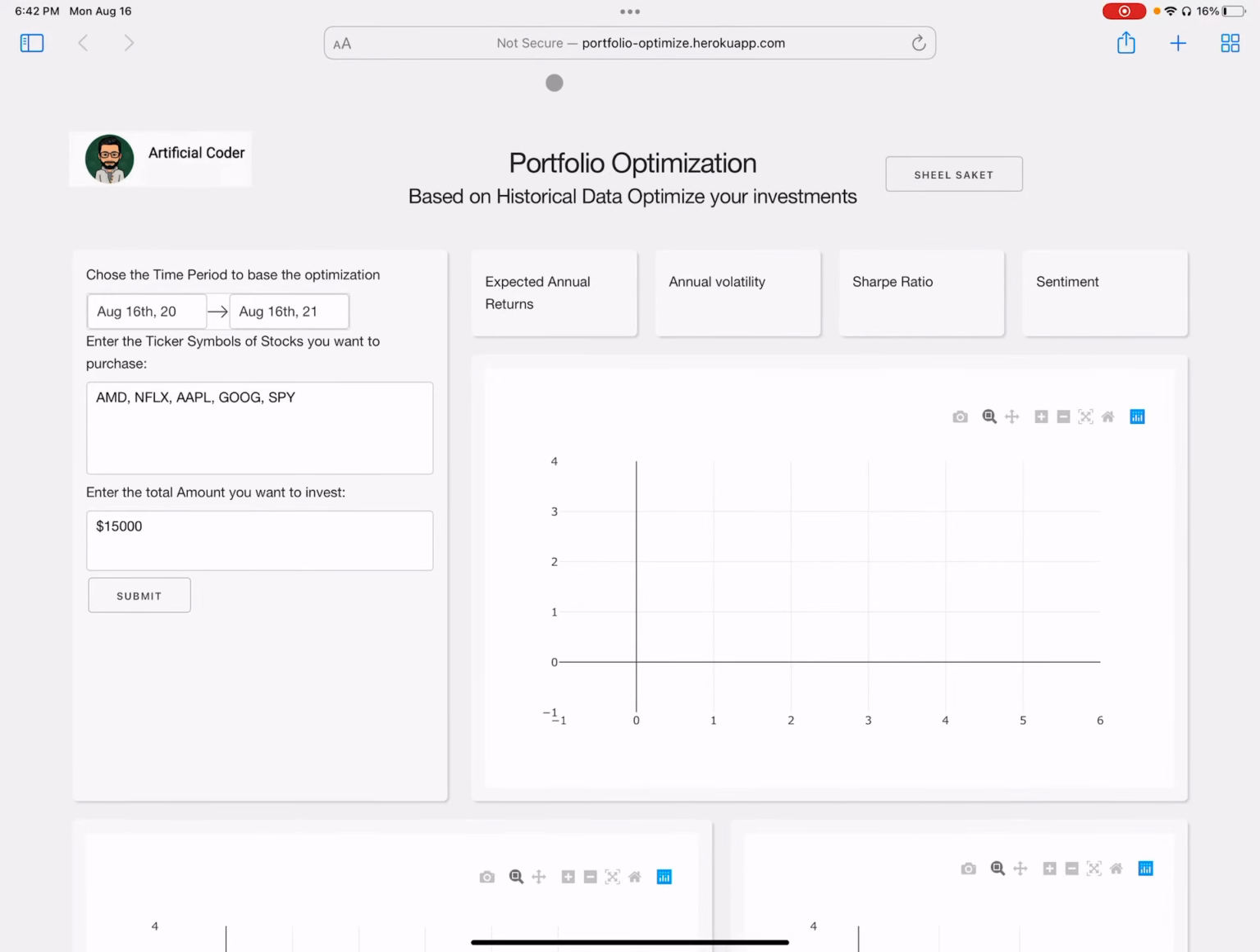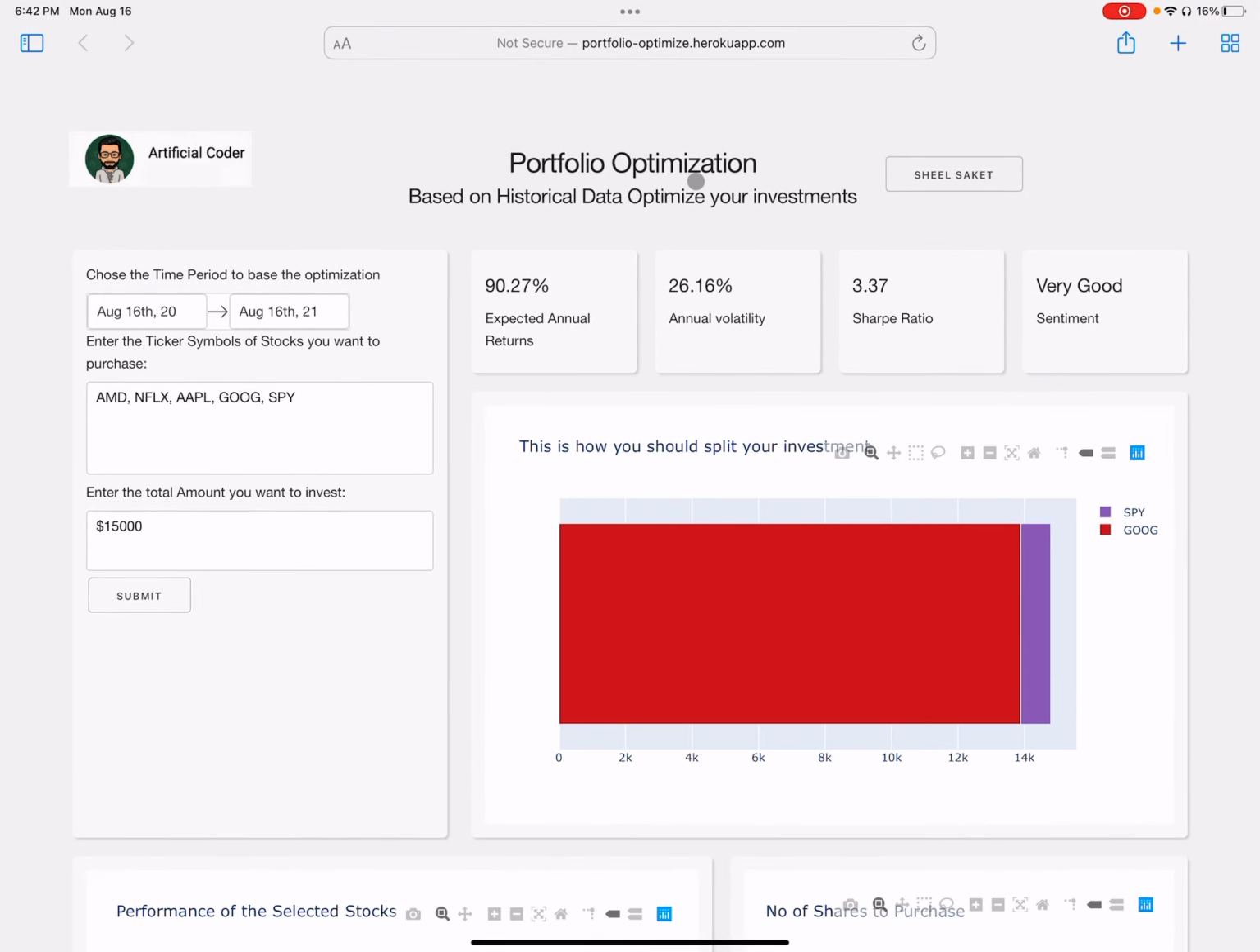Recently, which is called Portfolio Optimization Tool. So you just have to go to this URL, portfolio optimize.herokuapp.com, and you will then land on this page. Here there are three different input parameters that you have to enter.